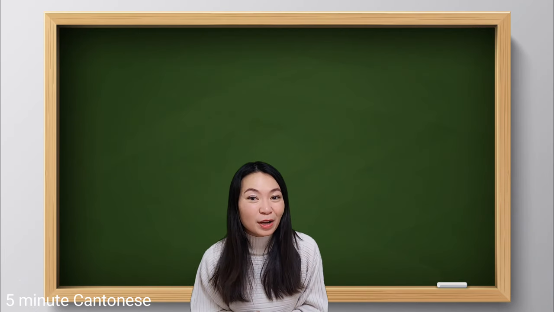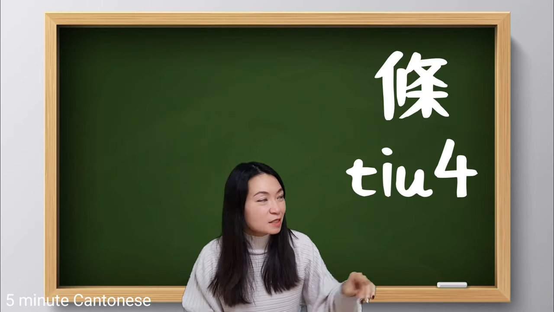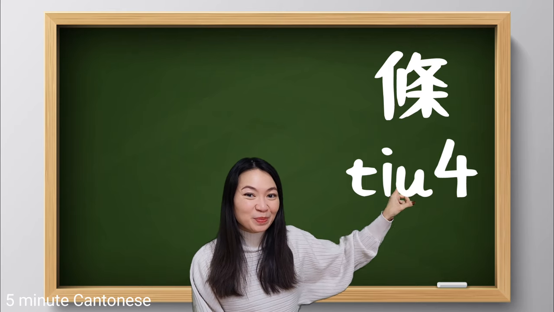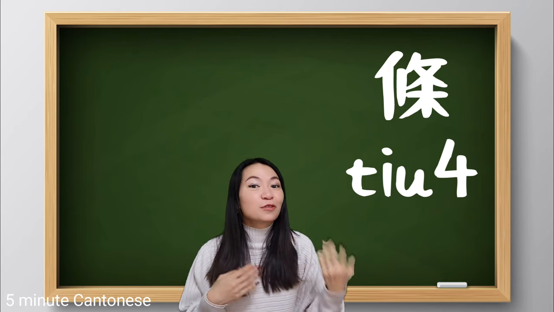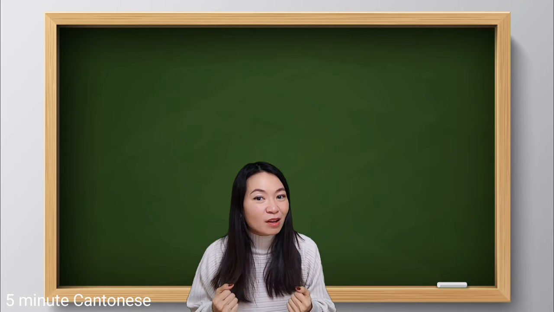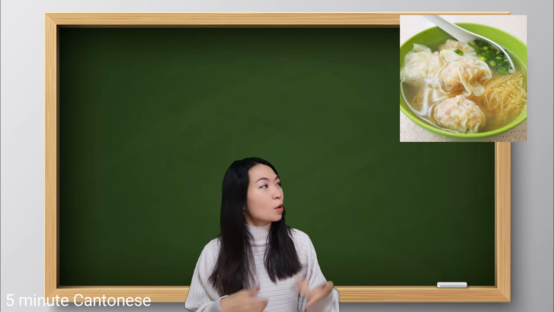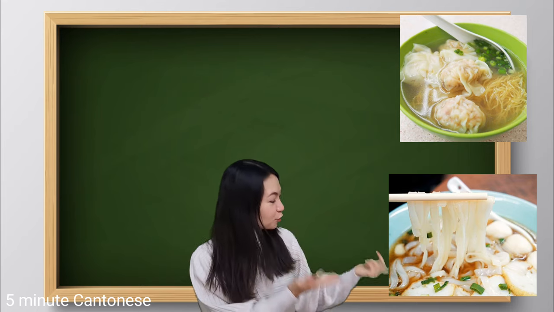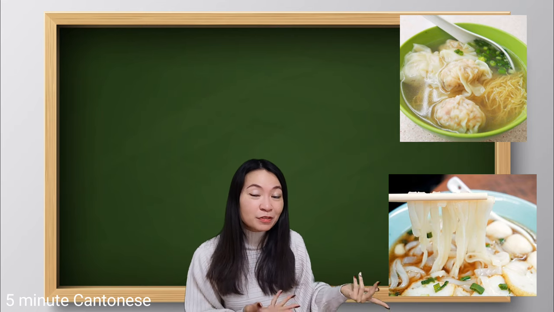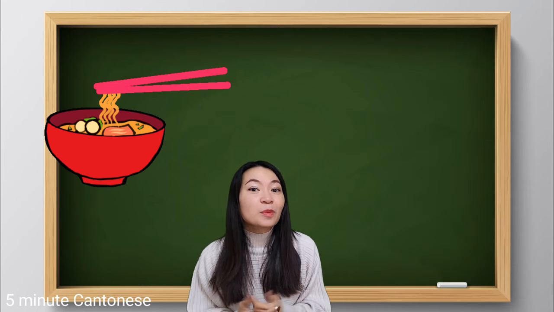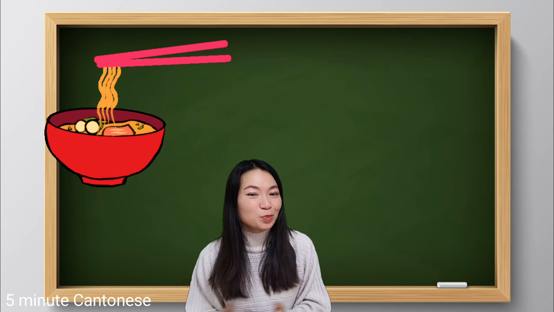So what is the quantifier of noodles? If it's just a piece, 條. For the rest, it depends on the container. For example, wonton noodle soup and fishball noodle soup come in a bowl. So for example, I want a wonton noodle soup. How to say?